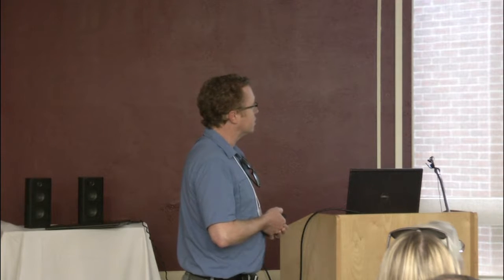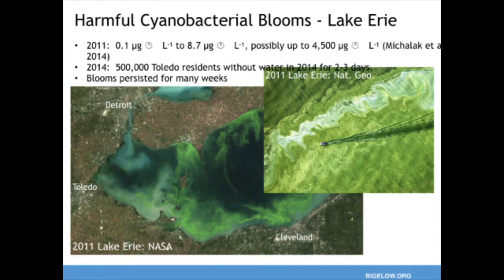And they found that it was contaminated with really high levels of microcystins, which is one of the worst cyanobacterial toxins. In the 2011 bloom, they detected anywhere from 0.1 to about 8 or 9, but some of their samples indicated that they had thousands of micrograms per liter of the cyanotoxin. So it was incredibly dangerous levels of this toxin. And these blooms persisted for many weeks as well.